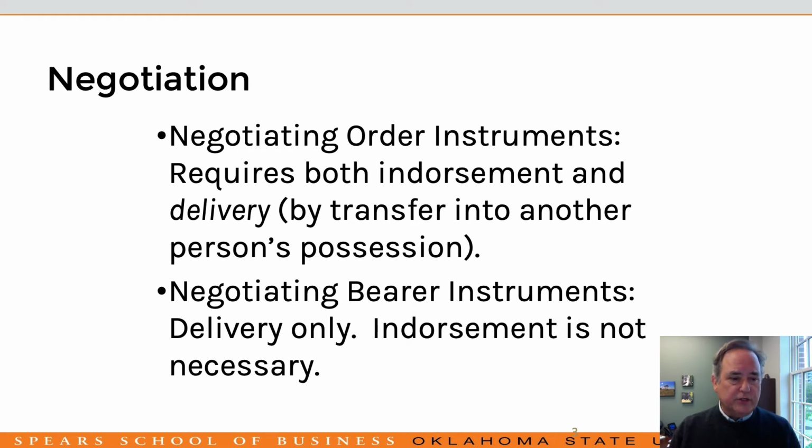We negotiate order instruments through a process of signature and delivery. Remember, endorsement simply means a signature. It's an authentication that you are the person who has the right to transfer the promissory note or the check. So to negotiate an order instrument, it requires both the endorsement and delivery. And delivery has historically meant physical delivery, transferring the document physically to a second person. In recent years, of course, we've seen the ability to accomplish delivery without delivering the actual piece of paper. Negotiating bearer instruments is done through delivery only, so there's no endorsement needed for a bearer instrument.